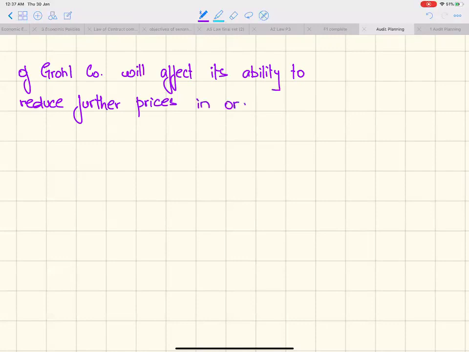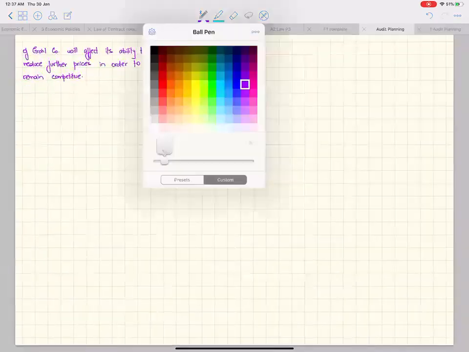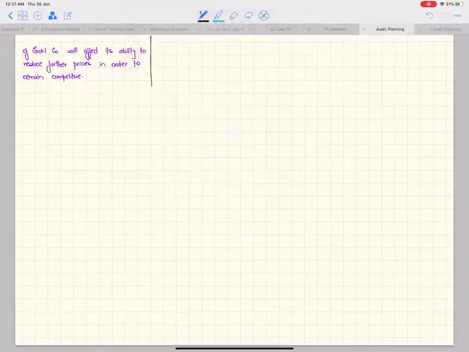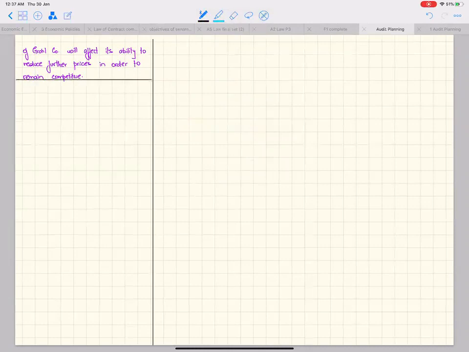In order to remain competitive. Already your profit margins have declined from 7% to 4%. If you reduce your prices further, this will soon lead to a loss-making situation. So see how I have developed the risk.